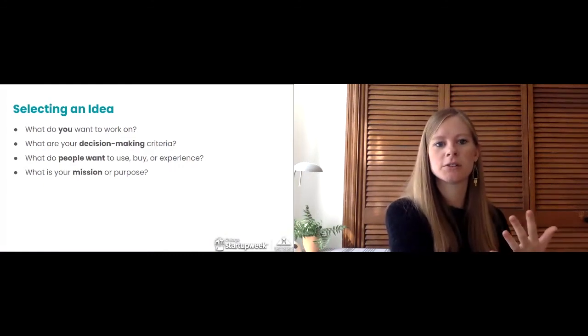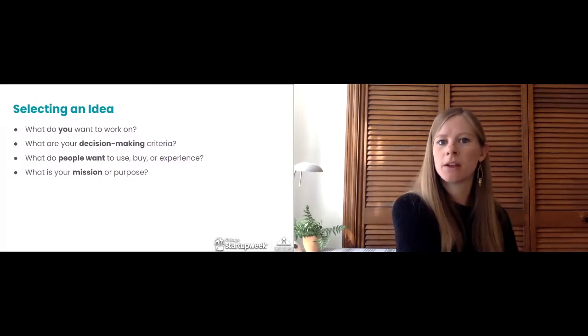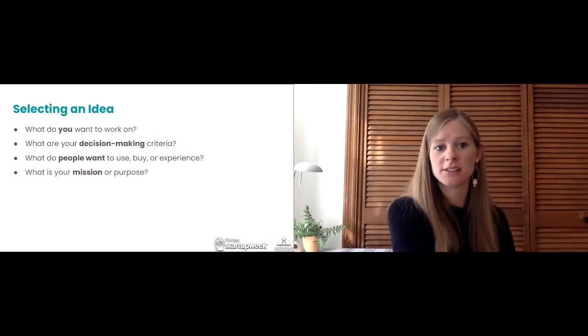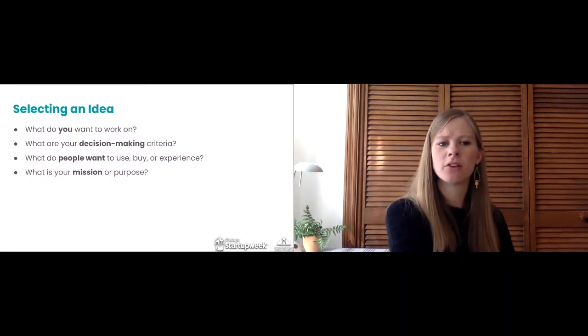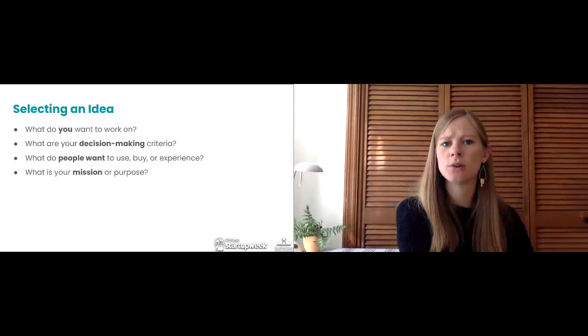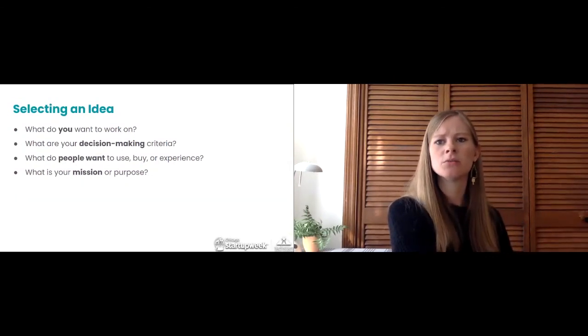And I'm not going to go through those, but in general, some big picture questions to ask yourself is, what do you want to work on? What are your decision-making criteria? How do you actually want to make the decision of selecting an idea? Who should help you make that decision? What do people want to use, buy, or experience? Who are your customers or your potential audience? And then what is your mission or purpose, right? What do you want out of pursuing your idea? And those are all good places to start in terms of what do you actually care about.